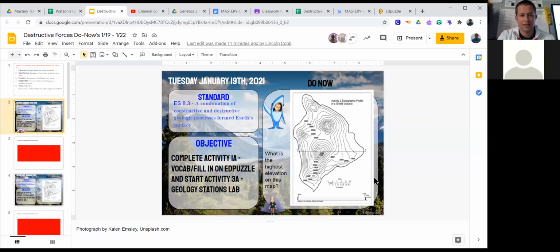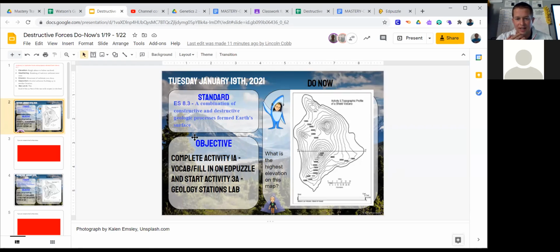So today we are looking at a combination of constructive and destructive geological processes that form Earth's surface. Last week we talked more about the constructive forces, like earthquakes, volcanoes, and mountain forming. This week we're going to be looking at the destructive forces. So we're talking about weathering, erosion, deposition, and glaciers.